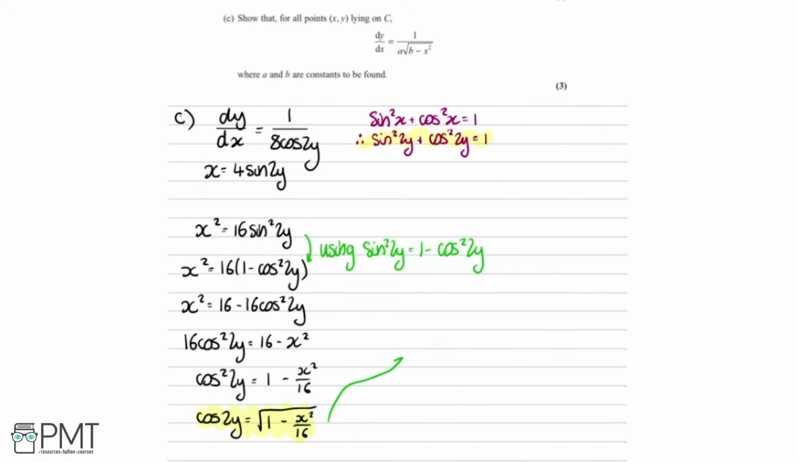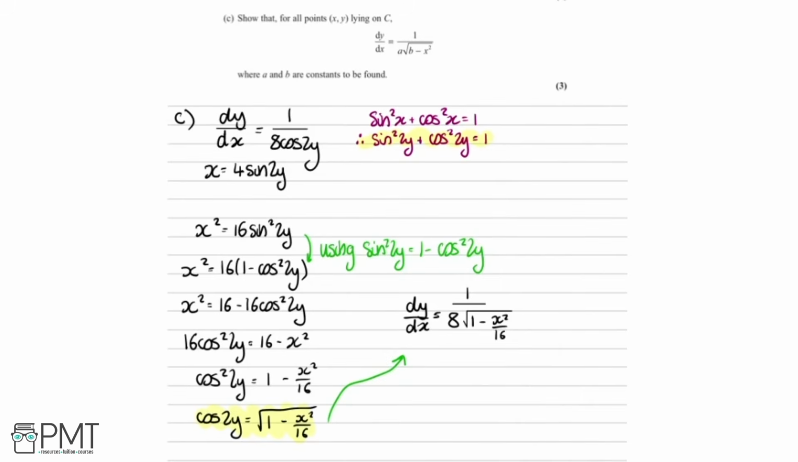So we're going to go up here and we can use that. We're going to work with our dy by dx expression now. So we're going to say dy by dx equals 1 over 8. And we can see here it's 1 over 8 cos 2y. But we know what cos 2y equals, so we're going to replace it with that. So 8 multiplied by the square root of 1 minus x squared over 16. Fantastic, we're getting really close.